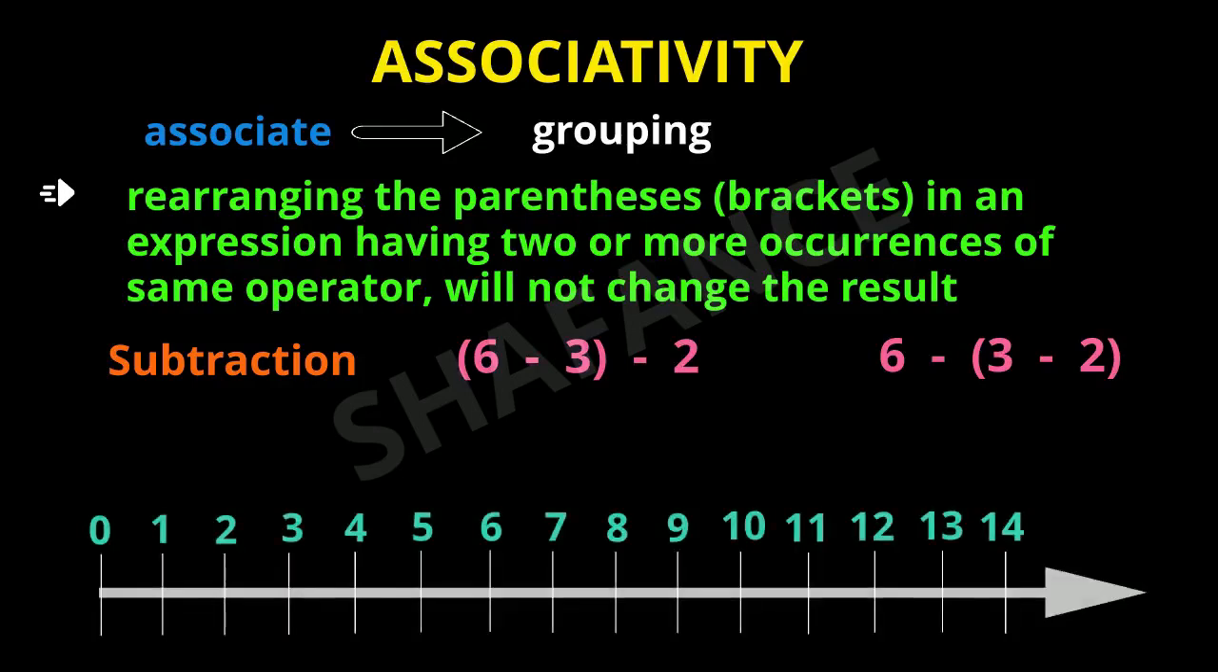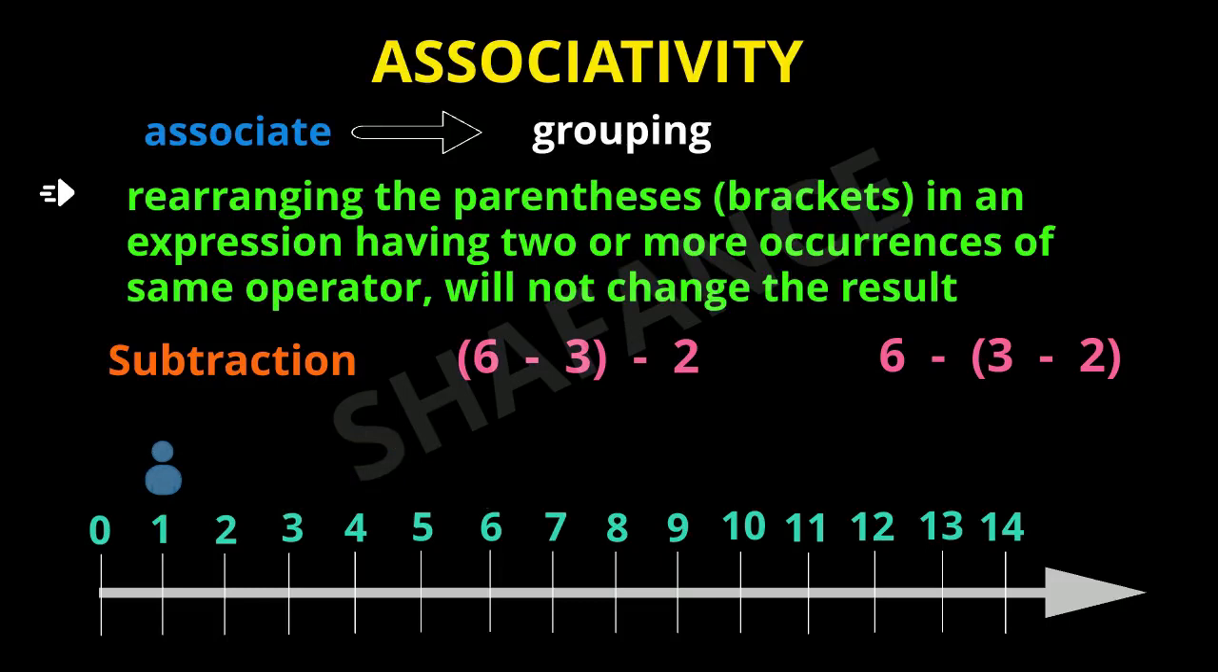In the first equation, we have 6 minus 3 inside the bracket. So first we will do that. So we will first move 6 steps forward and then take away 3 steps. That is, move 3 steps backward. So now the person reaches 3. Now again subtract 2. So the person reaches 1. So the answer of the first equation is 1.